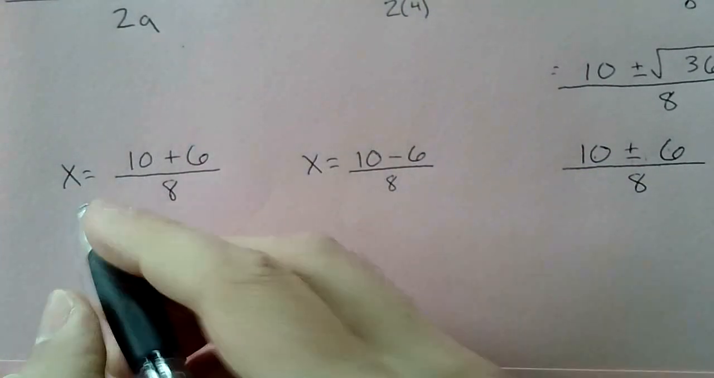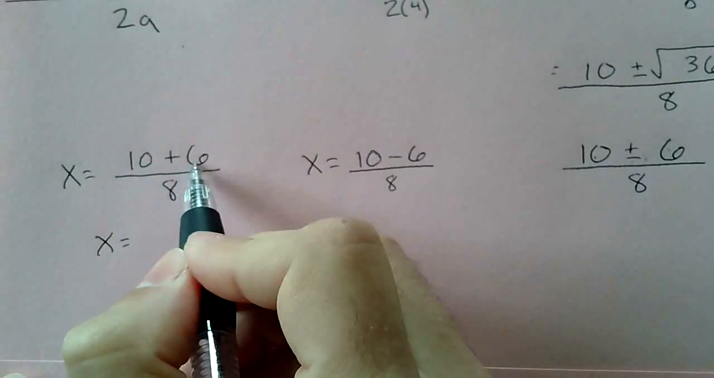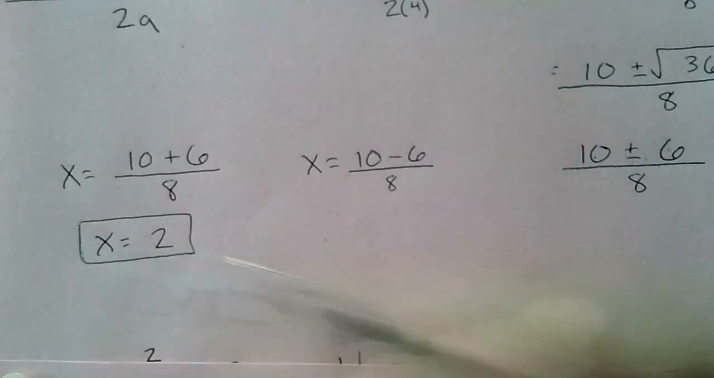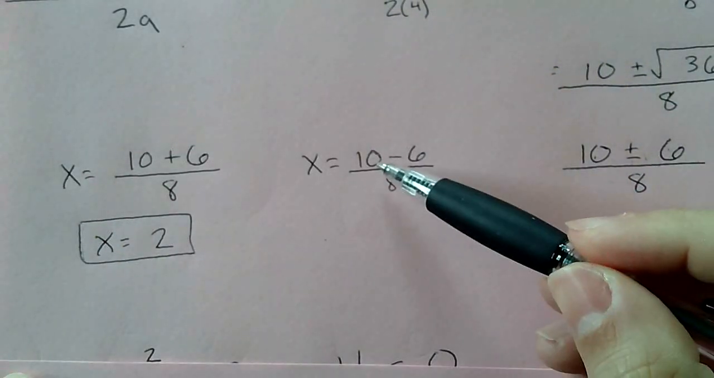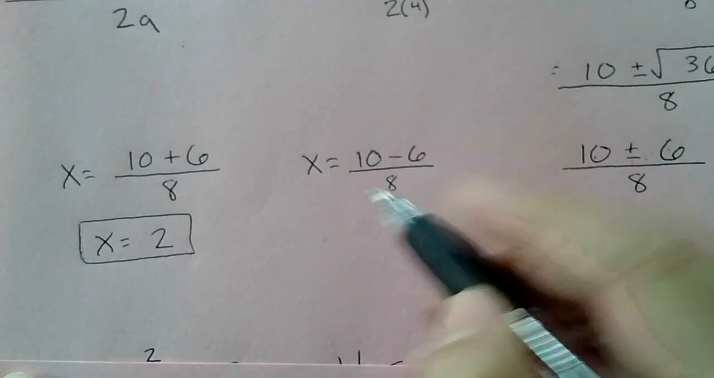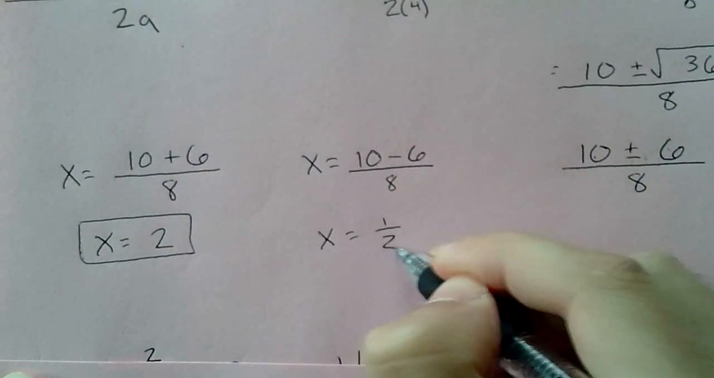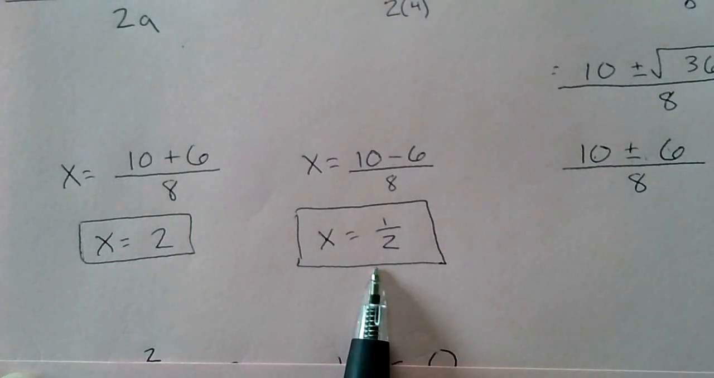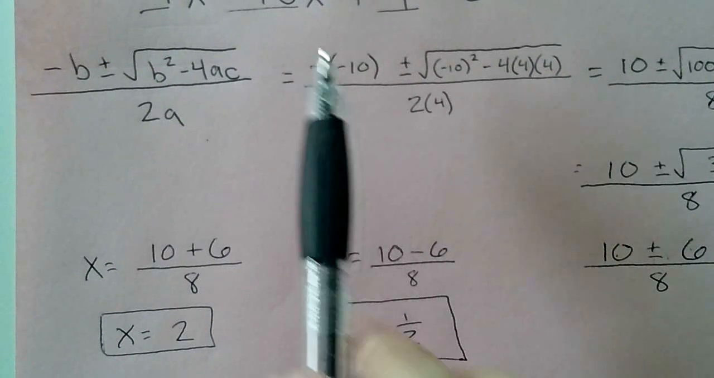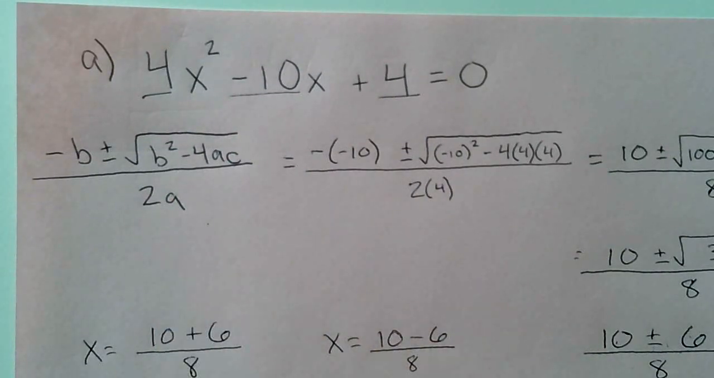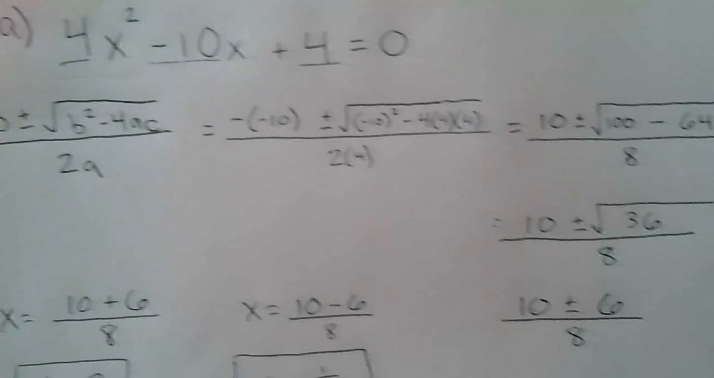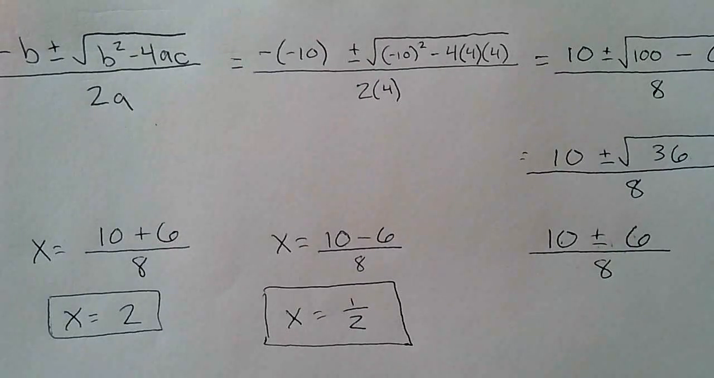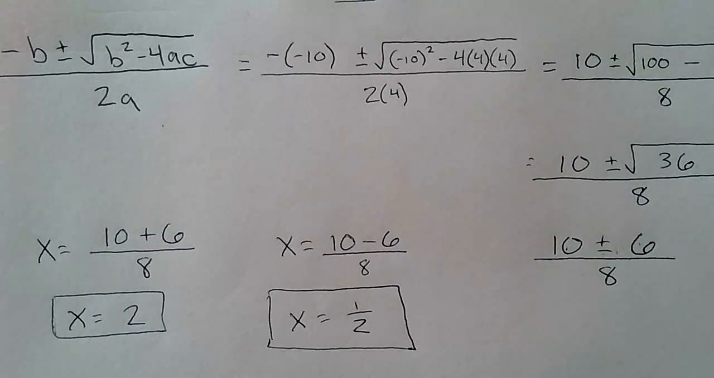The first x-intercept will be 10 plus 6, which is 16. 16 divided by 8 is 2. 10 minus 6 is 4. 4 divided by 8 is 1/2. So that is an example of finding 2 x-intercepts for our quadratic using the quadratic formula. You can see it's pretty detailed. It's not super complicated, but there are a lot of places to make mistakes, especially with our negatives.